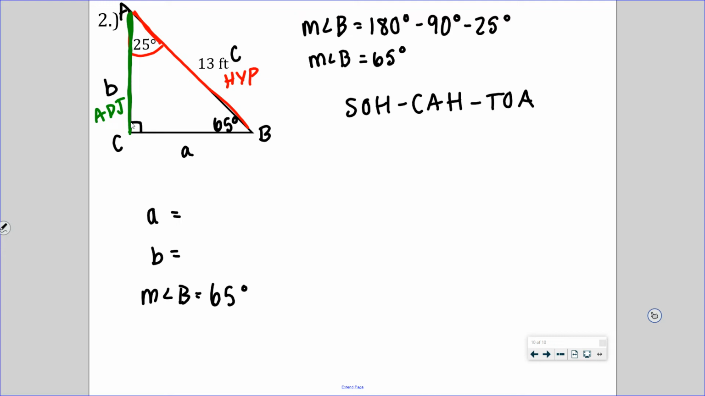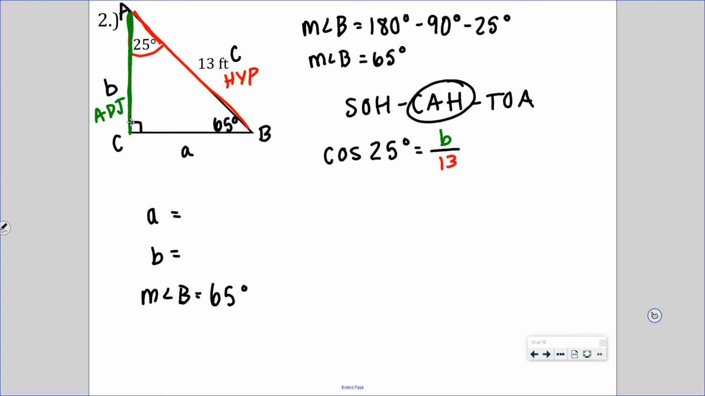All right, so I know the hypotenuse. I know the angle measure this time, and I want to know the adjacent side. So I need a trig ratio that has A and H in it. Cosine. All right, so this is the one like we did before. Cosine of the angle measure, 25 degrees, equals a ratio of the adjacent side, that's what we don't know, we call it B, to the hypotenuse, 13.